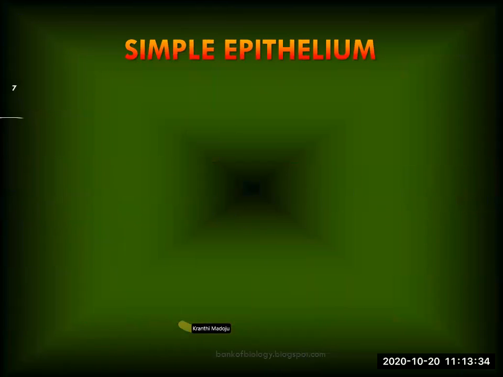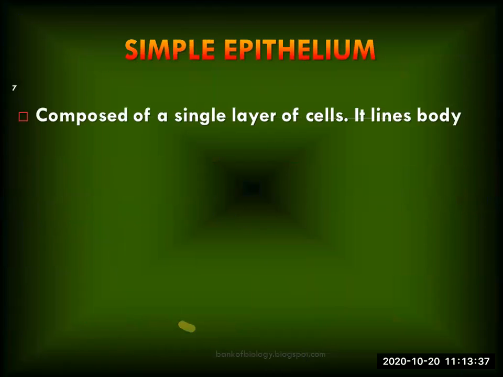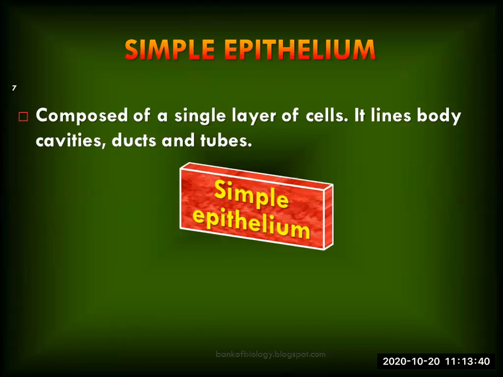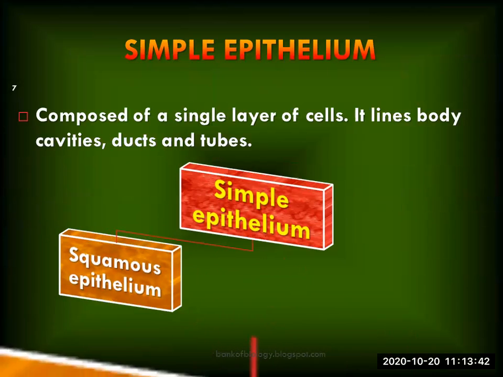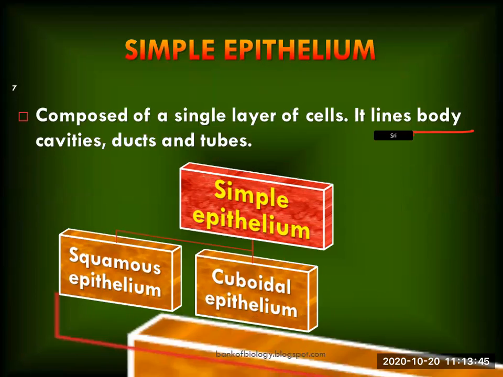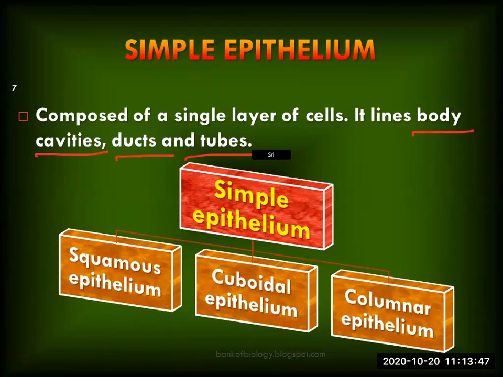Let's talk about this. Simple epithelium, as we already said, is composed of a single layer of cells. It lines the body cavities, ducts and tubes. Simple epithelium is further classified into simple squamous, simple cuboidal and simple columnar.